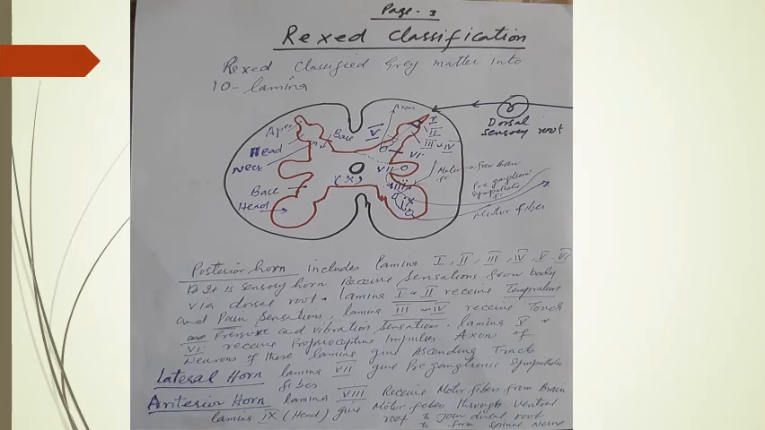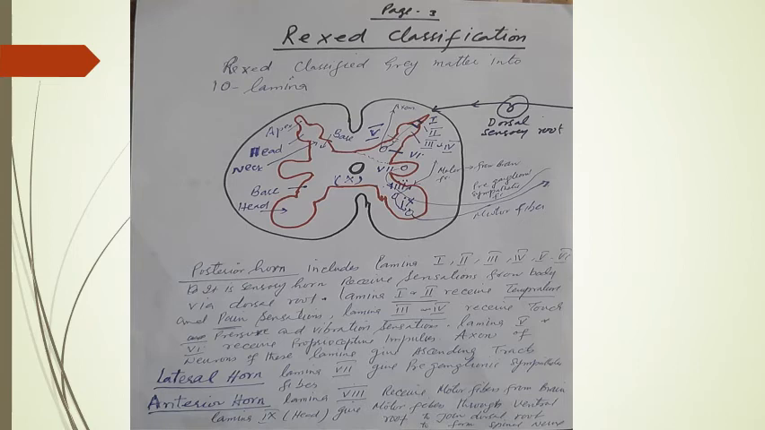The posterior horn includes lamina 1, 2, 3, 4, 5 and 6. It is the sensory horn, and receives sensation from the body via the dorsal root. Lamina 1 and 2 receive temperature and pain sensation. Lamina 3 and 4 receive touch, pressure and vibration sensation. Lamina 5 and 6 receive proprioceptive impulses. Axons of the neurons of these laminae give ascending tracts.